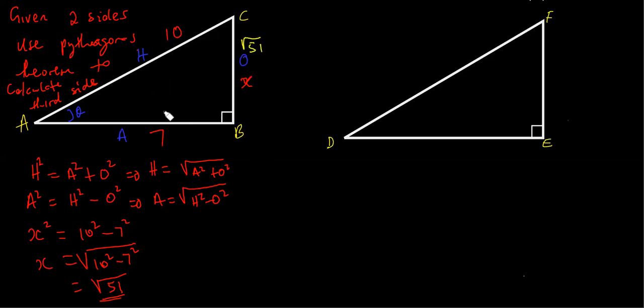That's what you're supposed to do. Let's move on to the other thing that you need to remember. Let's say you're looking for the angle and you're given one side and an angle. When you're given one side and an angle, you must use trig ratios.